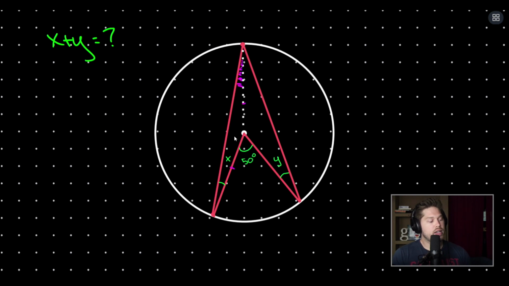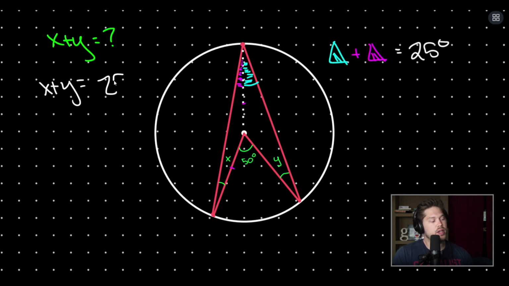And similarly, angle y will be congruent to this angle here. Therefore, we can see that our inscribed angle is equal to our blue plus our purple, and our inscribed angle is going to be half of our central angle, so it will be 25 degrees. Therefore, x plus y is also equal to 25 degrees.